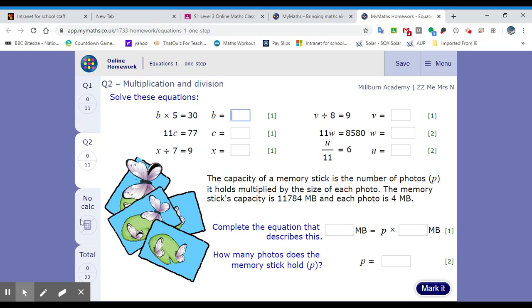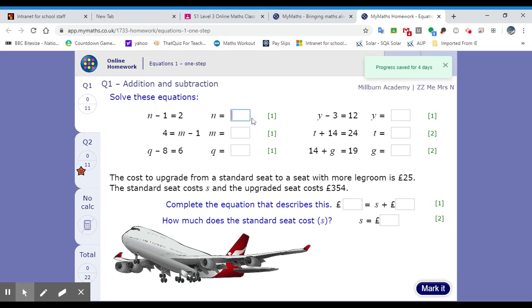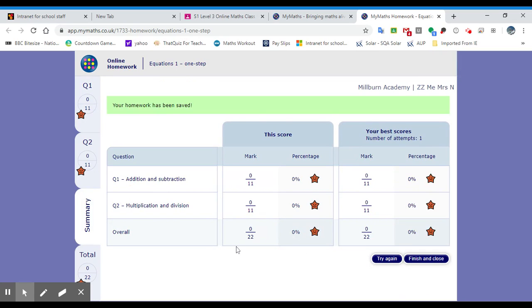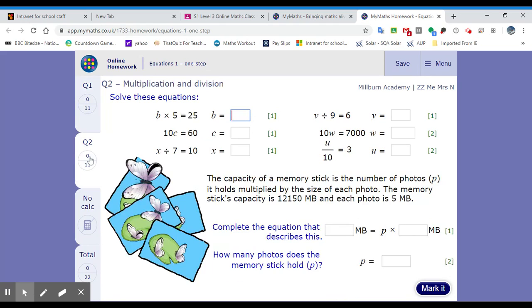Once you've completed it, I'll just put some numbers in here. Press mark it, and I'll put some numbers in here. Press mark it. Okay, then you'll see, don't close homework. Press see your summary, and what you'll find is it will give me my results. Now you know I didn't put any effort in there, so don't finish and close. If you've done ridiculously poorly, then try again, and it will generate different questions, but it'll give you a chance to try again. So only when you're happy with it, then finish and close.